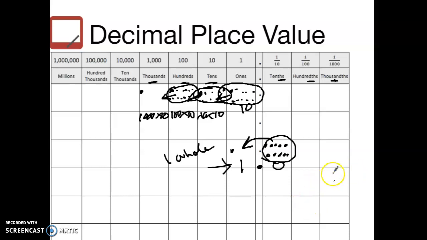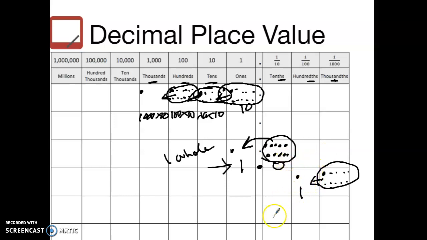Just to build on that, let's take a look at the thousands place. We're going to do the same thing with the thousands. We have 1,000, and we're going to make 10 copies of it. So 1,000, 10 copies: 1, 2, 3, 4, 5, 6, 7, 8, 9, 10. We're going to bundle that and send it to our hundreds place. Okay, so now we have 100.